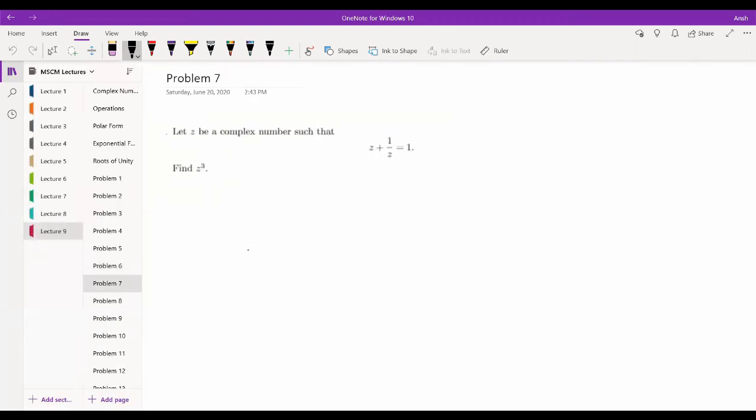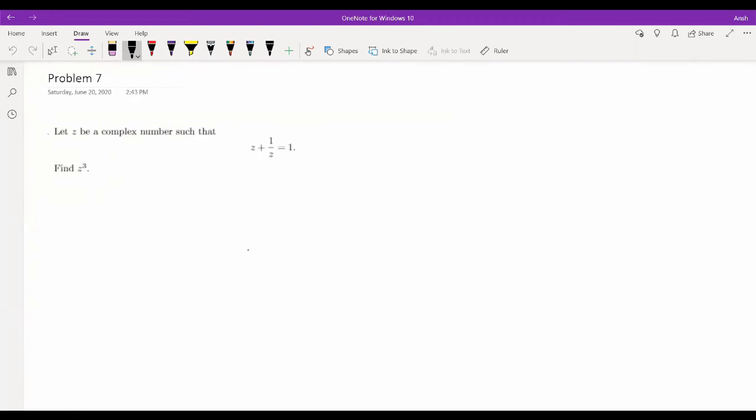All right, so moving on to our next question, we have: let z be a complex number such that z plus 1 over z equals 1. Find z cubed. At first you might think that 1 over z is just the conjugate of z, and then you would try to evaluate what z is from that. But there's actually a much easier way, since we can just clear the denominator first by multiplying both sides by z, and we get z squared plus 1 equals z.